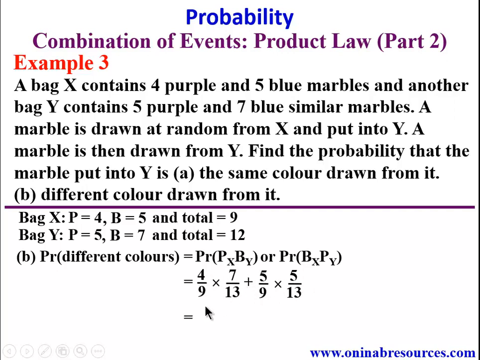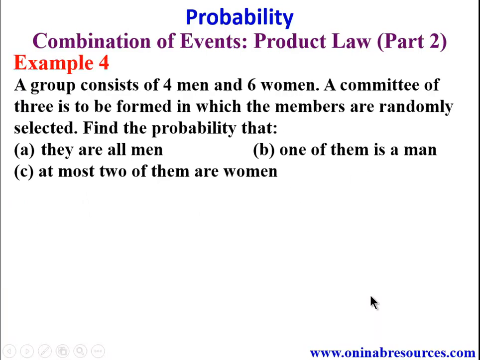So I want to maintain the same denominator. 4 times 7 is 28 over 117, plus 5 times 5 gives 25 over 117. So that 28 plus 25 will give 53 over 117, which gives the probability of picking different colors. So we are done with example 3. We go to example 4.